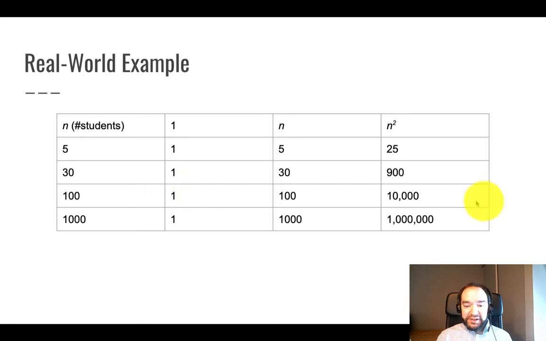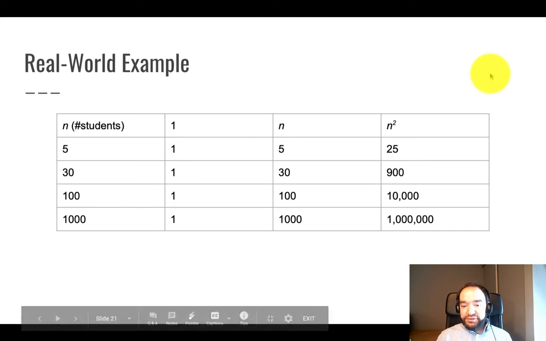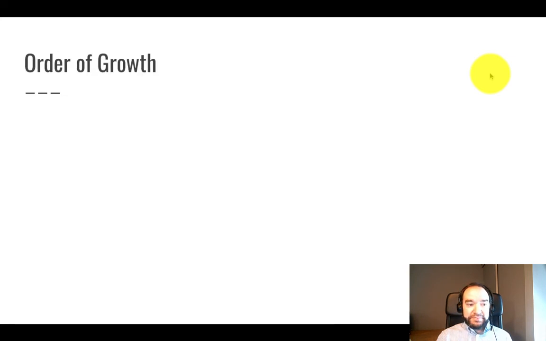And with a 100-student class, it's 10,000. With 1,000, it's a million. Very quickly, this is getting out of control. So in general, this n squared order of growth is not scalable. It's usually too slow to use with large input sizes.